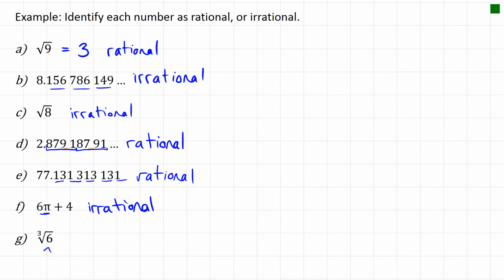And finally, cubed root of 6, also not a perfect cube. There are lots of perfect cubes. Like 8 is a perfect cube. The cubed root of 8 is equal to 2. But the cubed root of 6 is not anything perfect. So this is irrational.